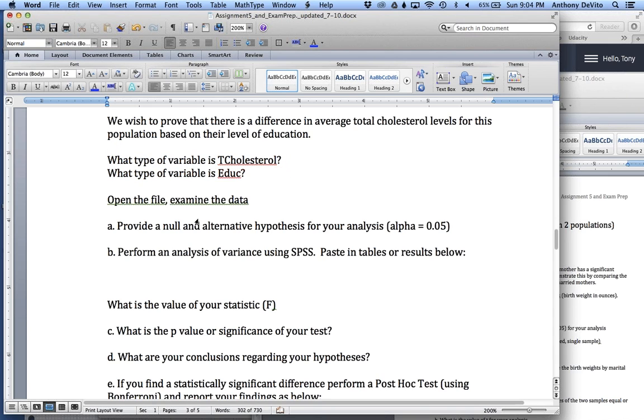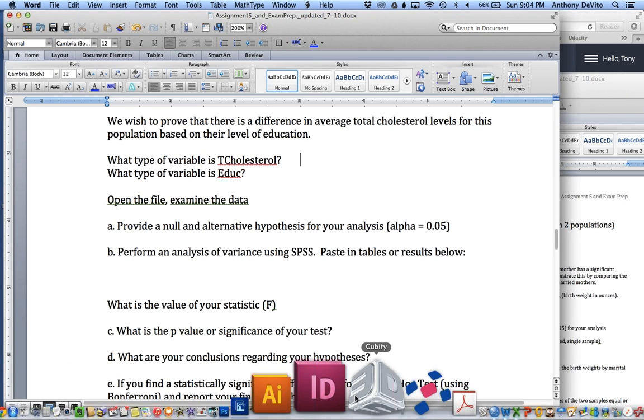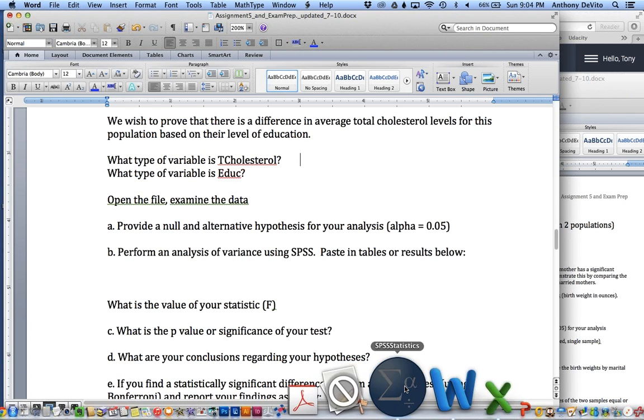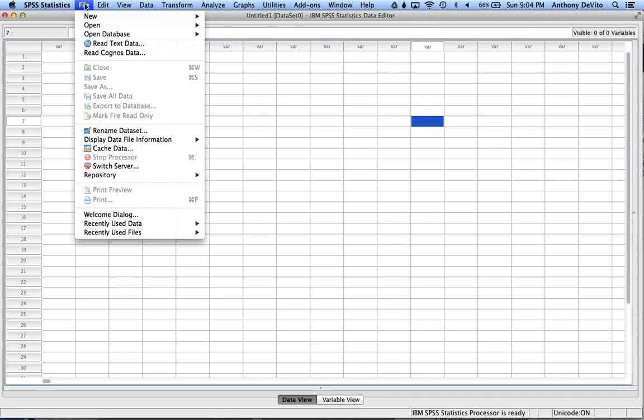Okay, so what kind of variable is total cholesterol? Any opinions on that? Well, if we look at our data, I'm going to open that file. Let me go to SPSS. I think I opened it ahead of time, so we wouldn't have to wait. Yeah, I did. Open.